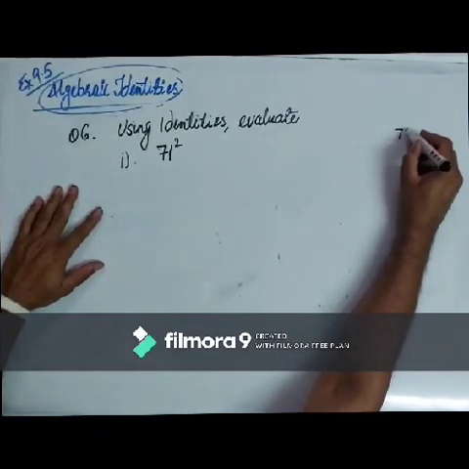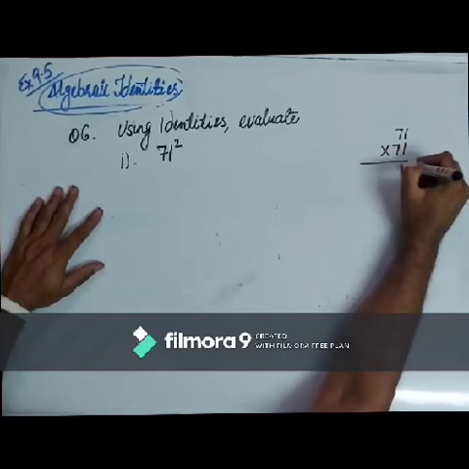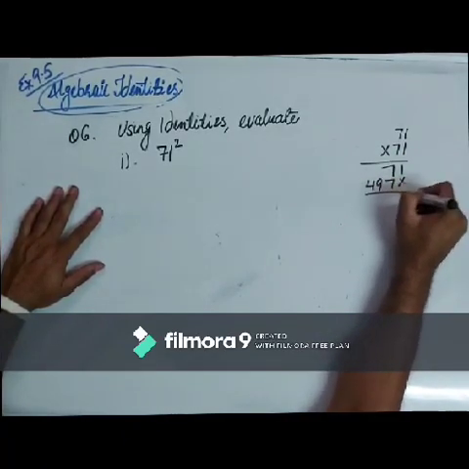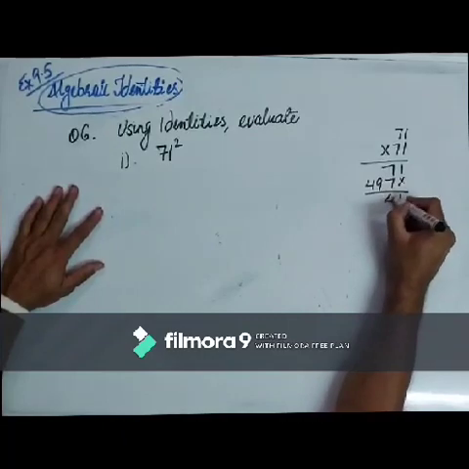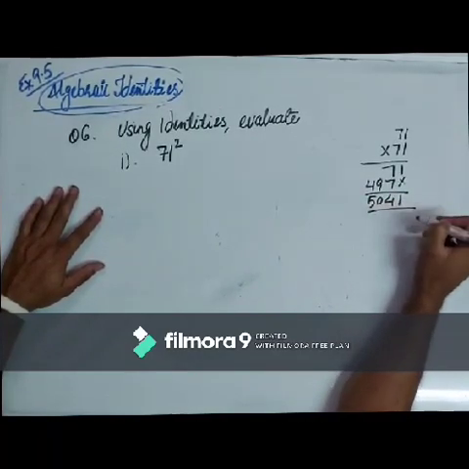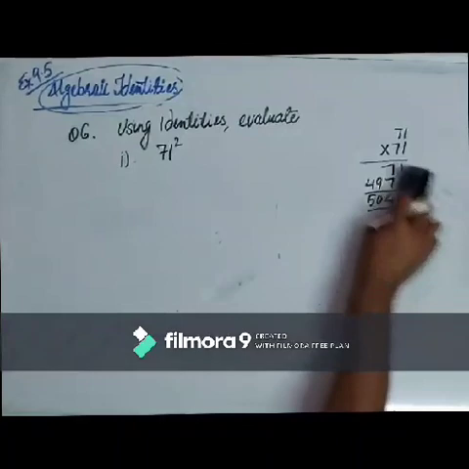71 square is already known to us. 71 into 71: 1 ones are 1, 7 ones are 7, 7 ones are 7, and 7 fours are 49. So this is 1, 7 and 7 are 14, and this is 10, and this is 5. 5041 will be your answer. But this is not the way we use here.